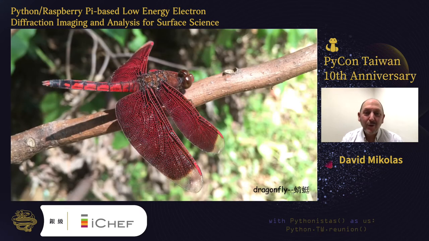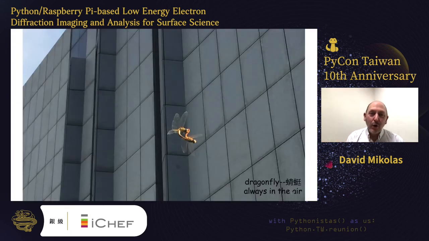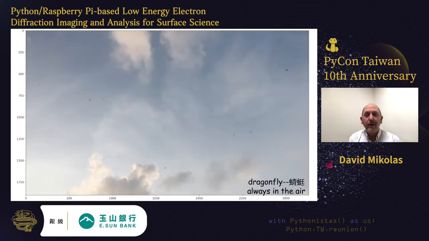Okay, they come in all kinds of colors. Now, the orange ones are very hard to find. I've never seen one land, ever. This is the only time I've gotten close to one, and it's only because they were busy doing something, and so I could sort of walk up to them and take a picture. But these orange ones are very difficult. Usually they look like this. So here's a cloud of orange dragonflies above my head.